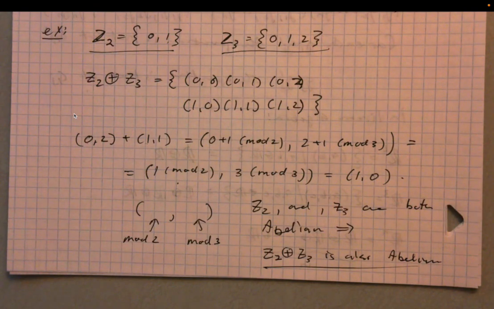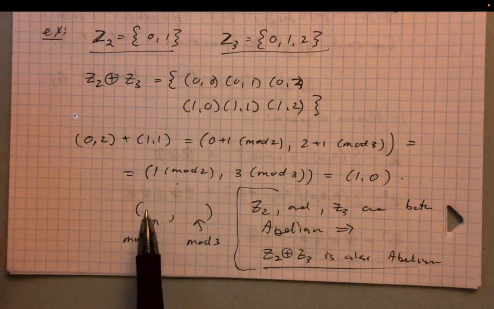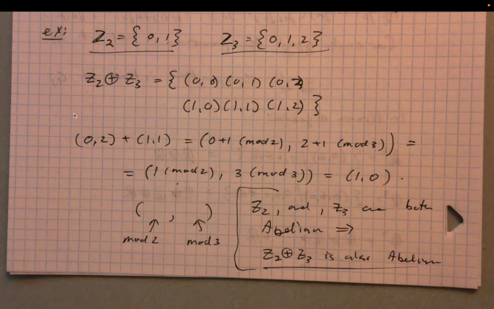Okay. So that's kind of the obvious thing, right? I suppose that's pretty obvious. Hopefully it is, because if the first component commutes, and the second component commutes, then the whole thing commutes, right? So that's hopefully clear.